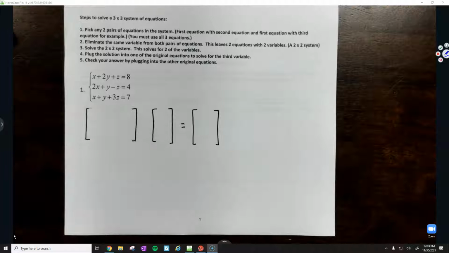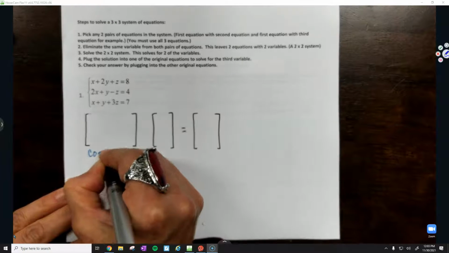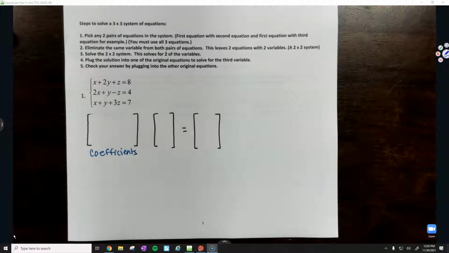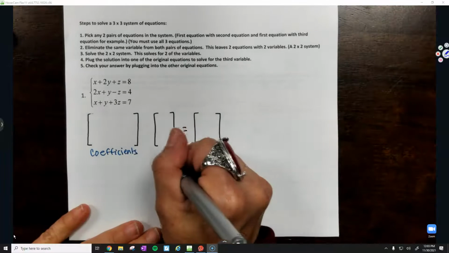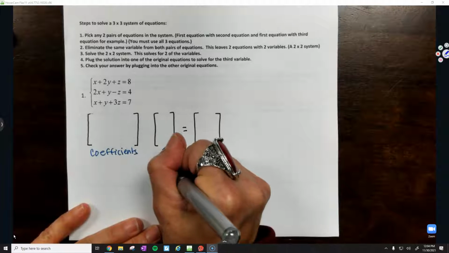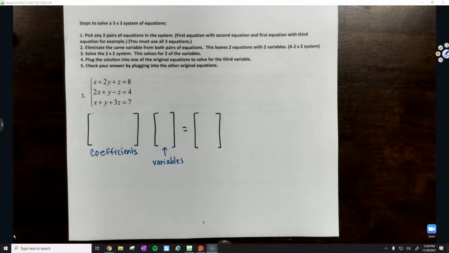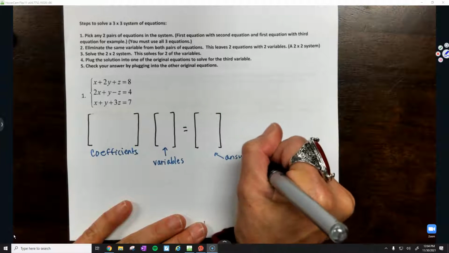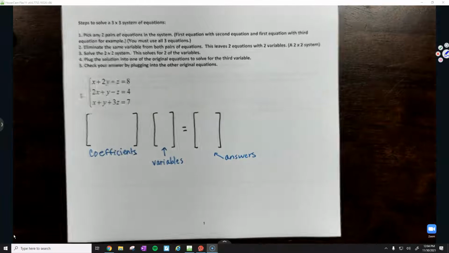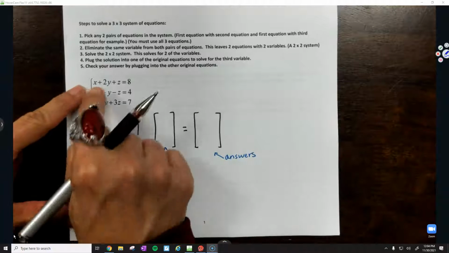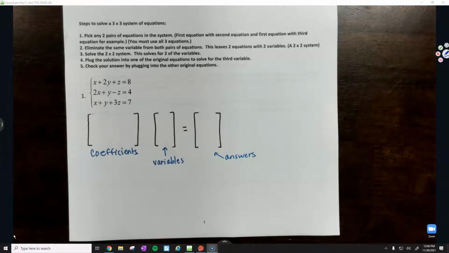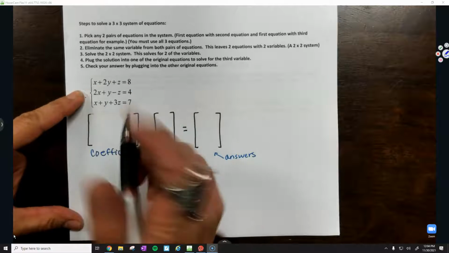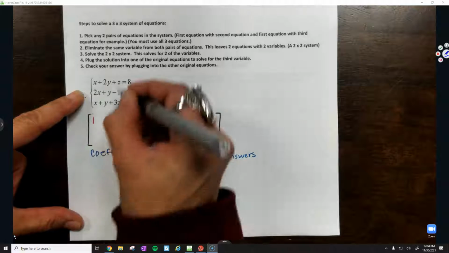So remember, these are our coefficients. Y'all remember that's just a fancy word for the number in front of the letter. That's all that is. And then remember, our variables are here. And the answers are still over here on the right side. So answers are pretty much in the same spot. All right, so for these coefficients, the first row right here, remember when there's not a number, what is understood to be there? Yeah. So my first row in here is going to be 1, 2, 1. 1, and then a 2 is next to that y, and then a 1.